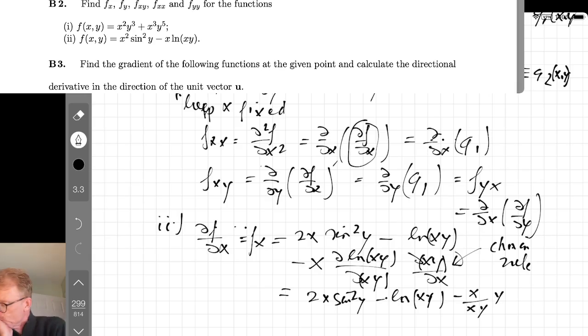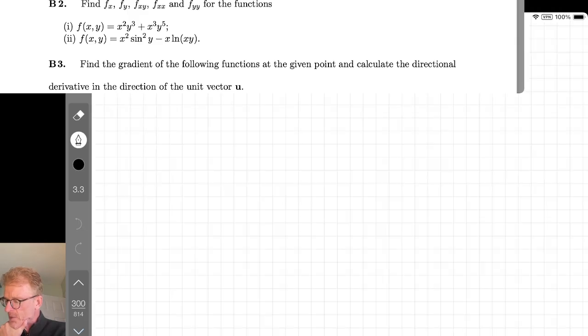See, the y just stays a constant. So I leave 2 further to you. Do make the check that fxy is fyx, because there is Young's theorem. There are no surprises there. There's nothing untoward in the function saying it's continuous. So let's go to B3.